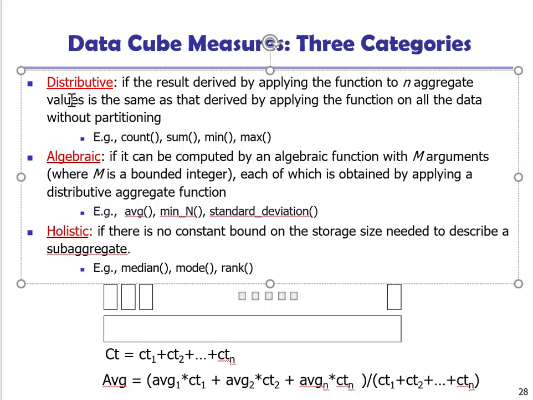The simplest is the distributive measures. Count, sum, minimum, maximum are distributive measures that can be easily computed using parallel processing. So the definition of distributive: the measure is distributive if the result derived by applying the function to an aggregate value is the same as that derived by applying the function on all the data without partitioning. Well, this is a very long and hard to read sentence, but let's use count as example, right?